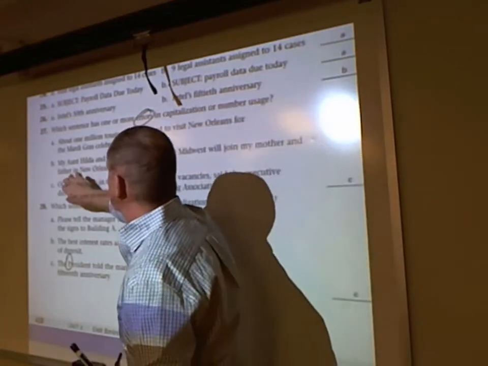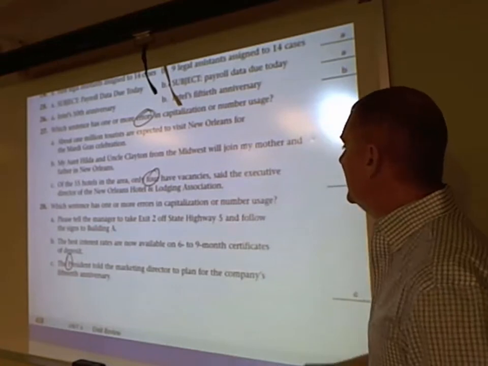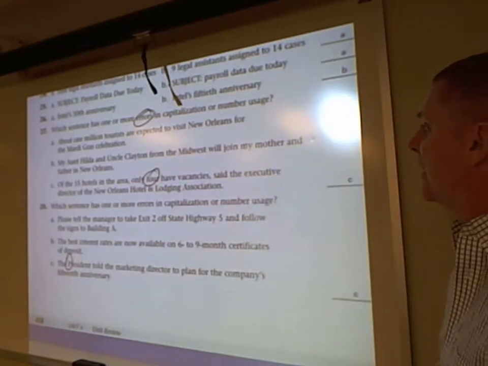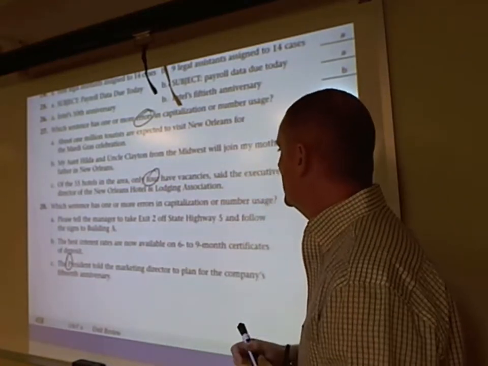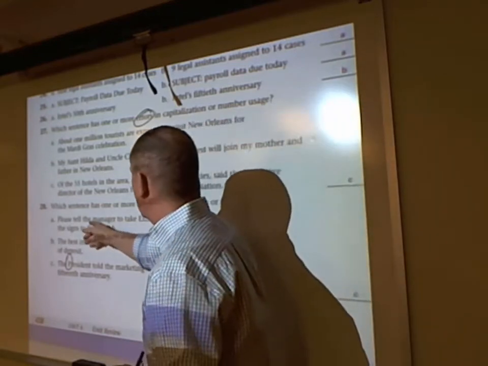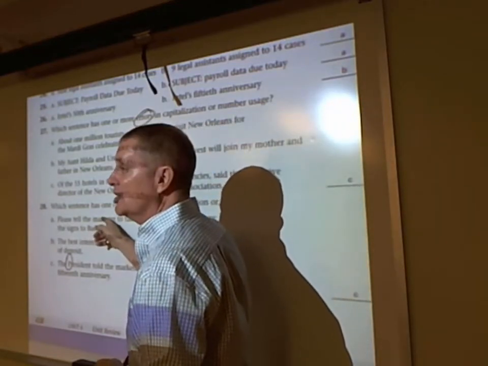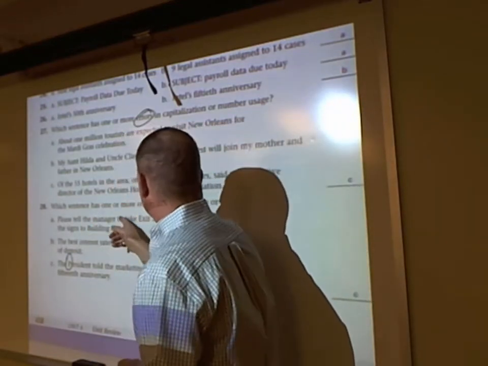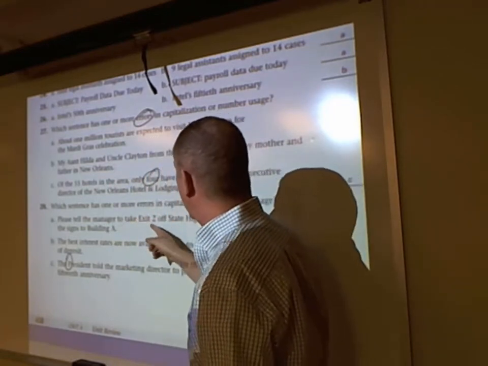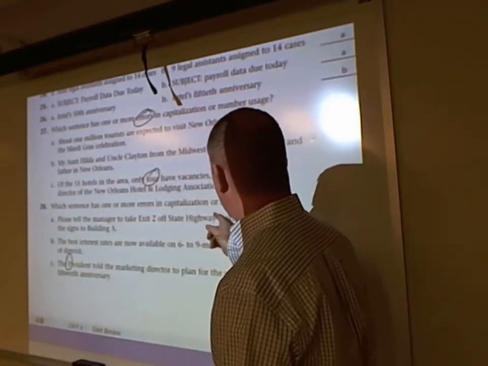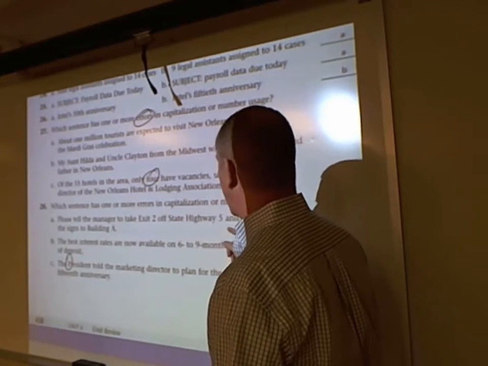28, which sentence has one or more errors in it? Please tell the manager, okay, it's not used as a title, so it's lowercase, to take exit 2, that's a title for the exit, of State Highway 5, that's the name of the highway, so it's capitalized, and follow the signs to the name of the building, Building A. So letter A is correct as stated.